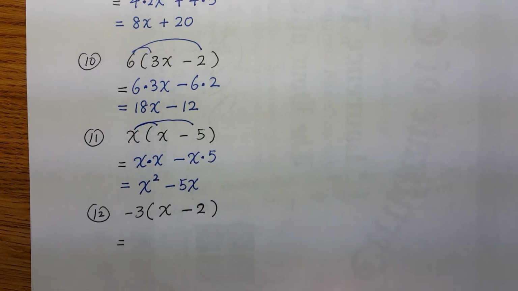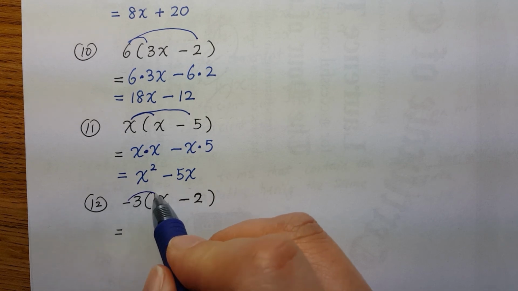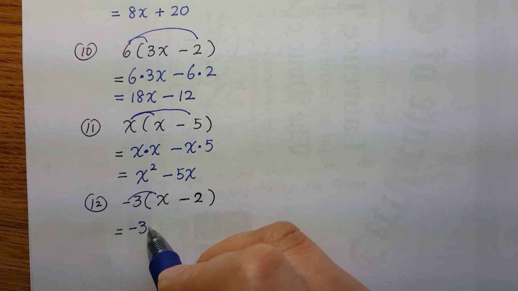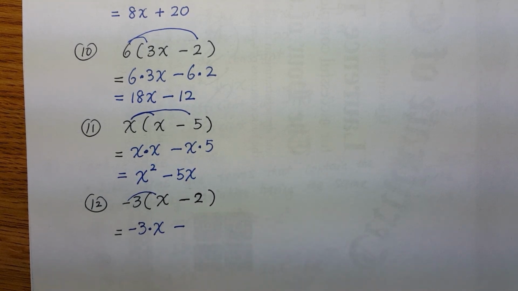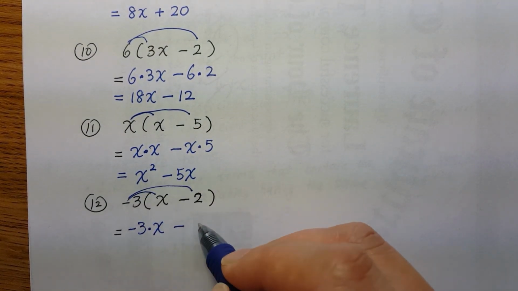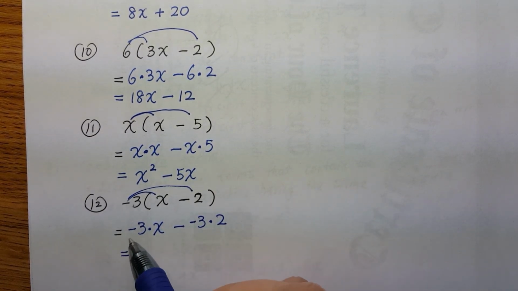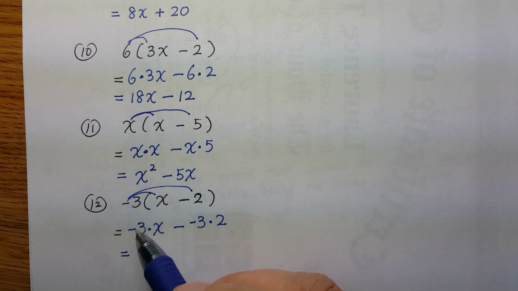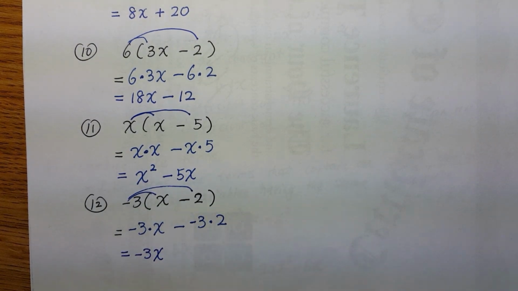Now let's go to number 12. The number outside is -3. So we put -3 times x. In the middle is subtraction, so we put subtraction. And then we go back, -3 times 2. Over here, -3 times x. So the number stays the same and x stays the same. So it's -3x.